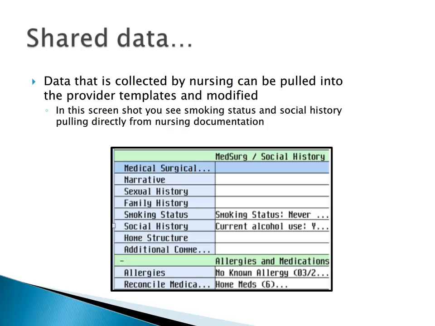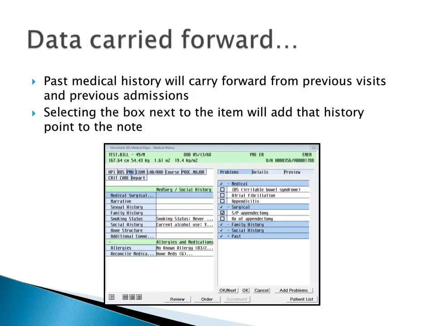Data that is collected by nursing can be pulled into the provider templates and modified as needed. In this screenshot, you see smoking status and social history pulling directly from nursing documentation that was completed at triage. Allergies and reconciled meds also pull from the allergy and medrec routines that are completed during the intake process. Past medical history will carry forward from previous visits and previous admissions into the hospital. It is entered using the IMO tool that is currently in use for admission diagnosis and problem list management.